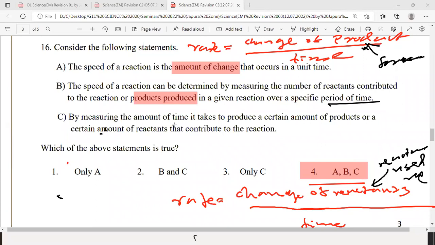Write the equations, everyone. What are the possible equations we can build up from this? Rate of the reaction equals amount of products formed, or the change of products, over time taken, or rate of reaction equals disappearance of reactants, or the change of reactants, or the reactants utilized over time taken. If reactants are disappearing fast, rate is high. If products appear fast, the rate is high.